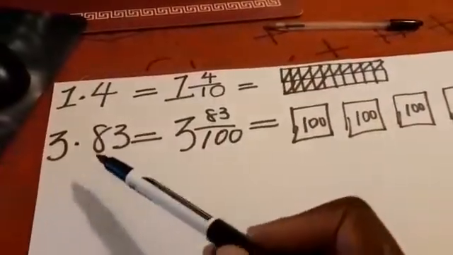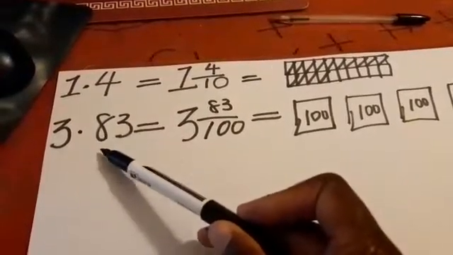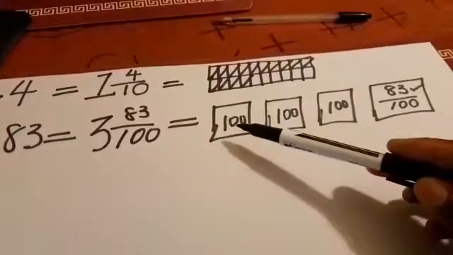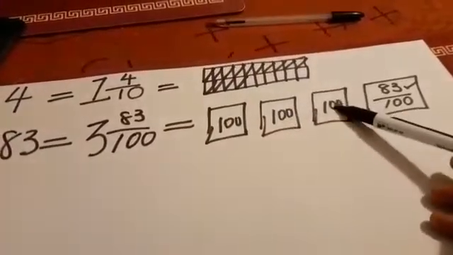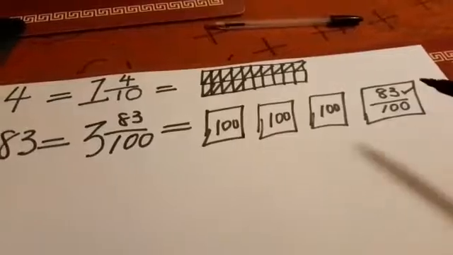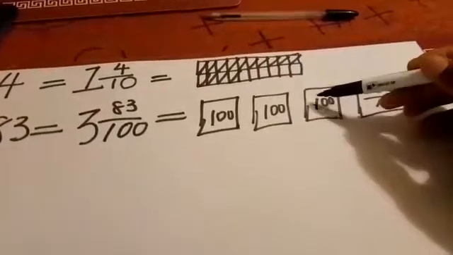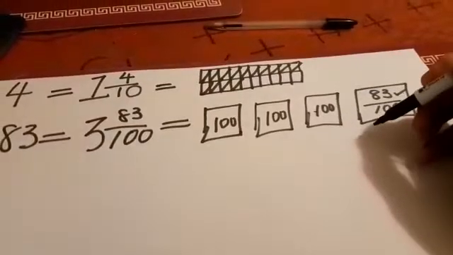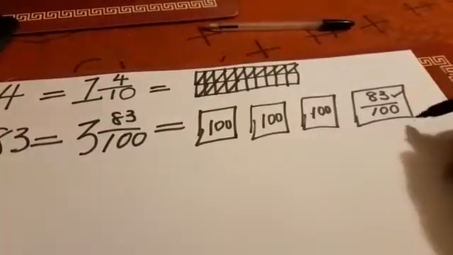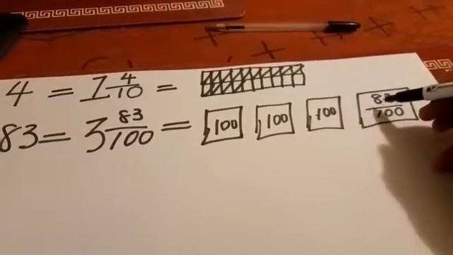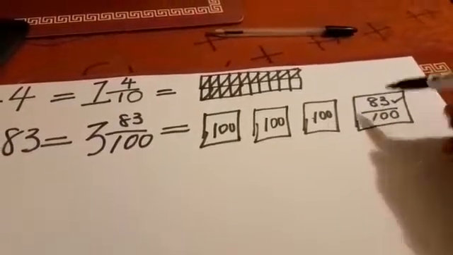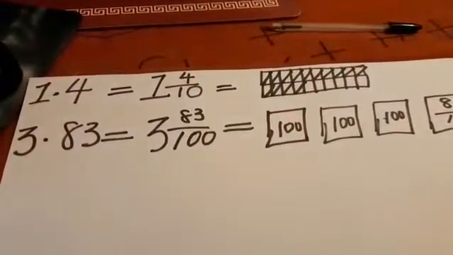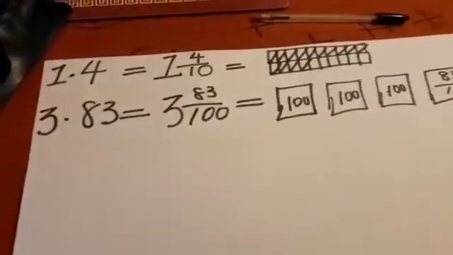And here I've got 3.83. Then I know that's 3 whole, 83 over 100. So here are my 3 wholes. They represent the 3 wholes. And the 83 over 100 just means that this represents 100 squares. I didn't want to draw 100 squares because that would have taken ages. So imagine if you had 100 squares, all you have to do is shade 83. And that's what this 83 over 100 represents. All right, so that's a different way to represent the number.